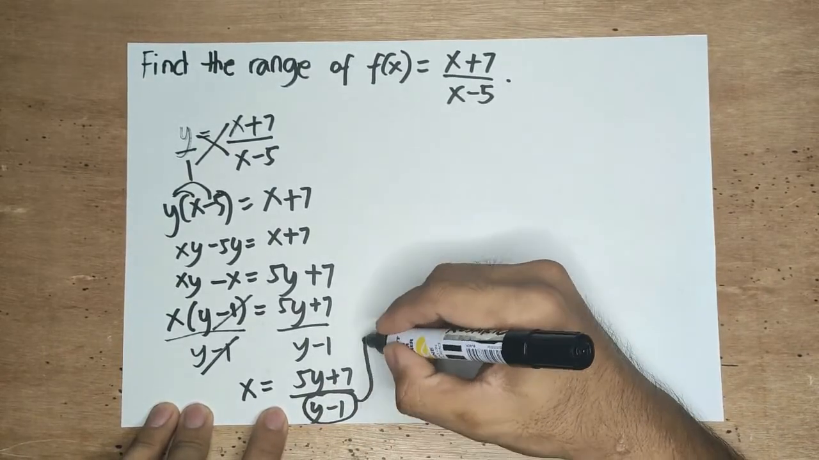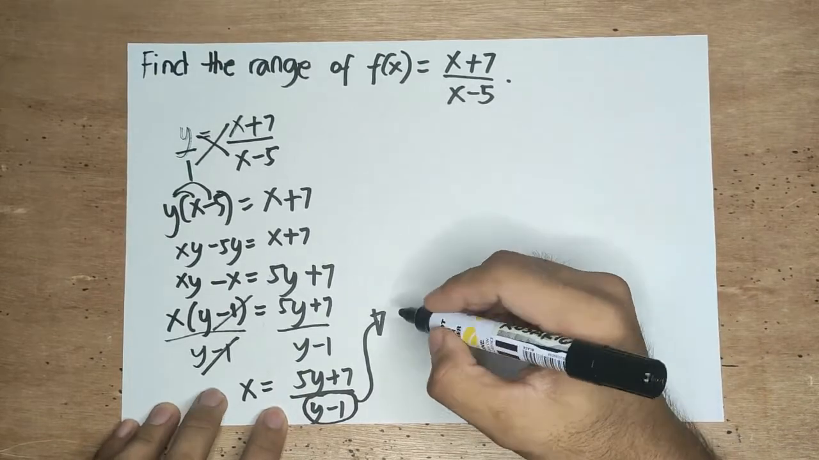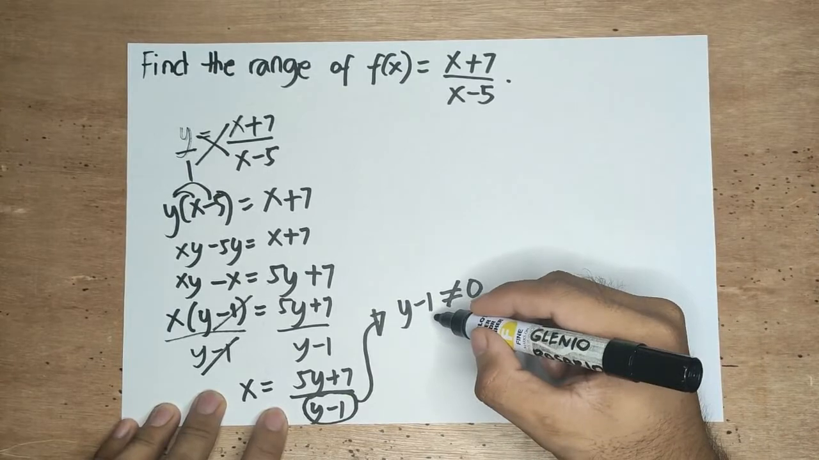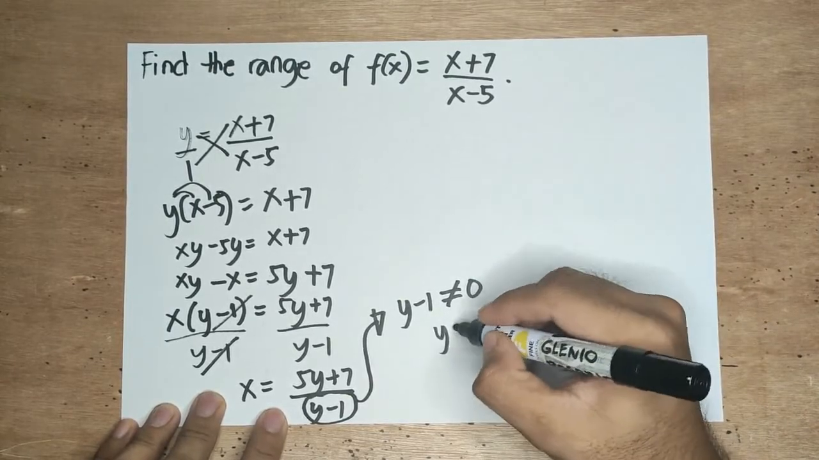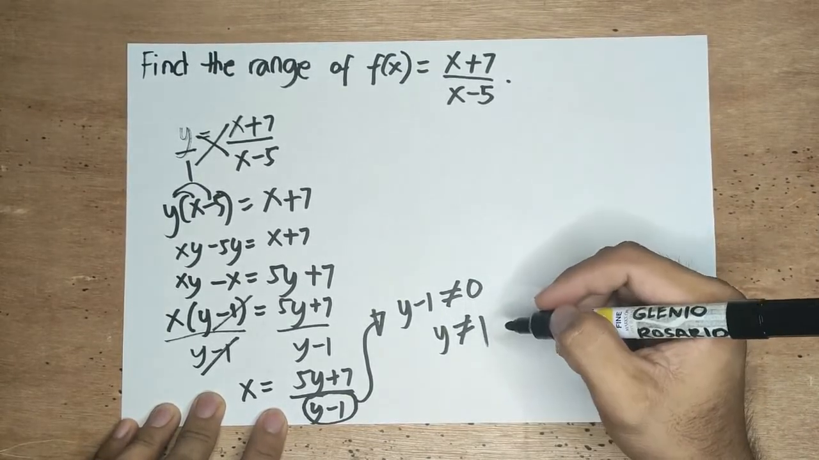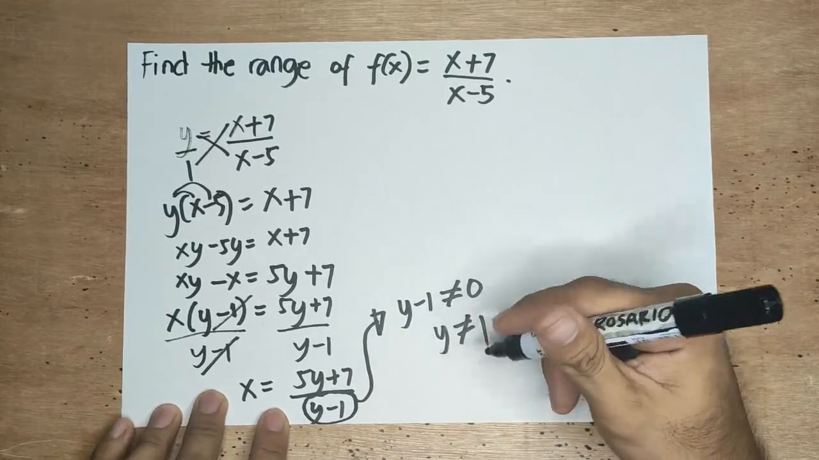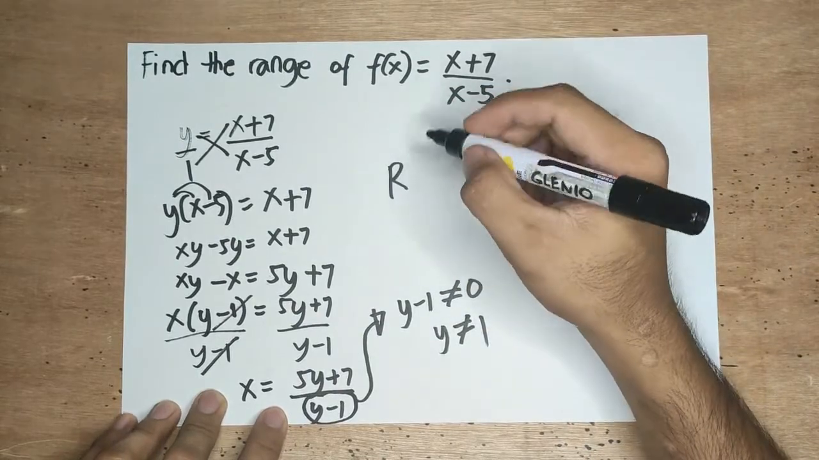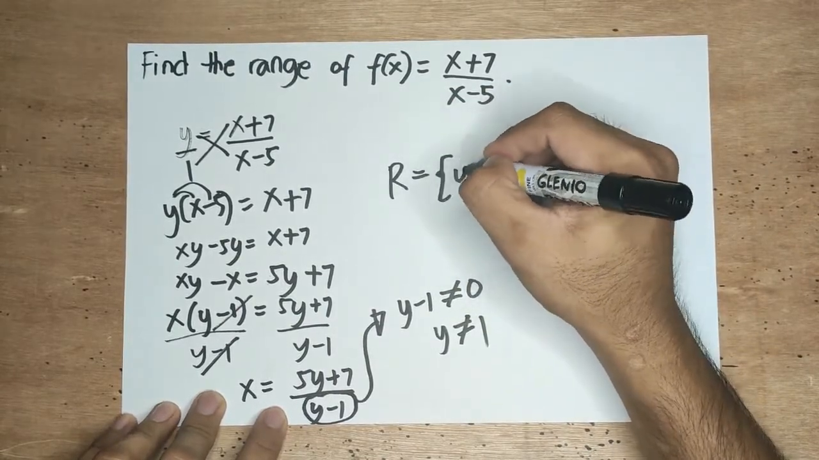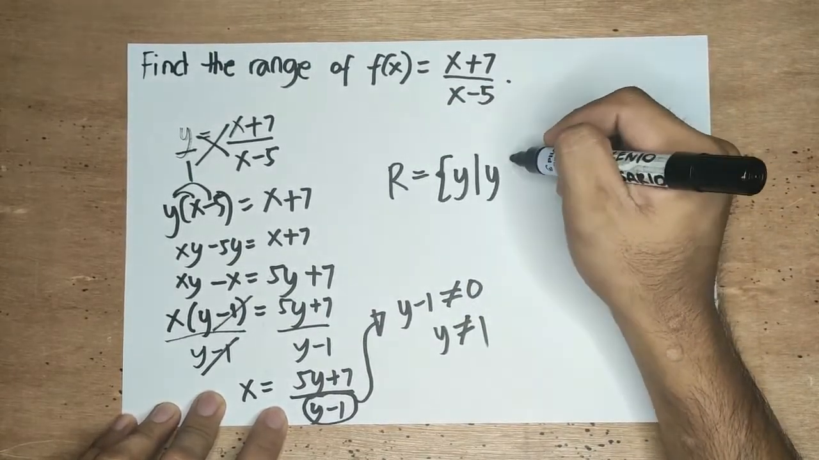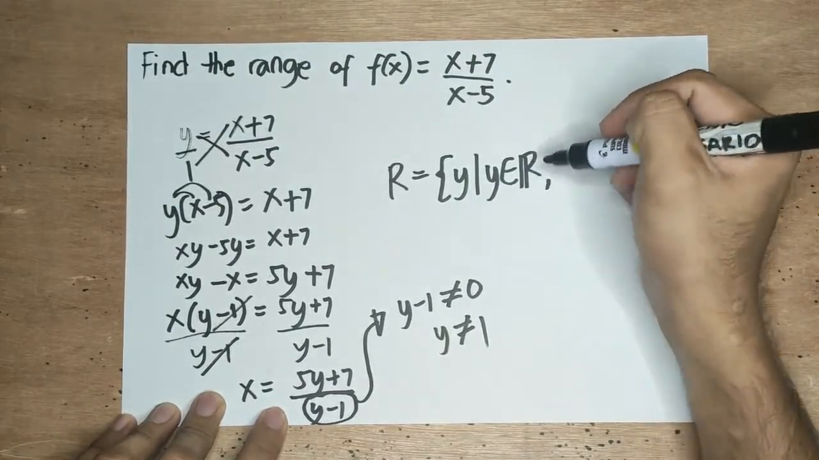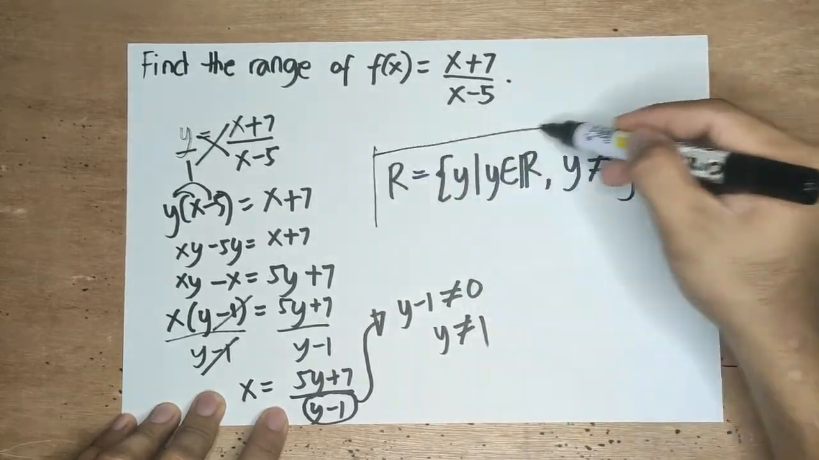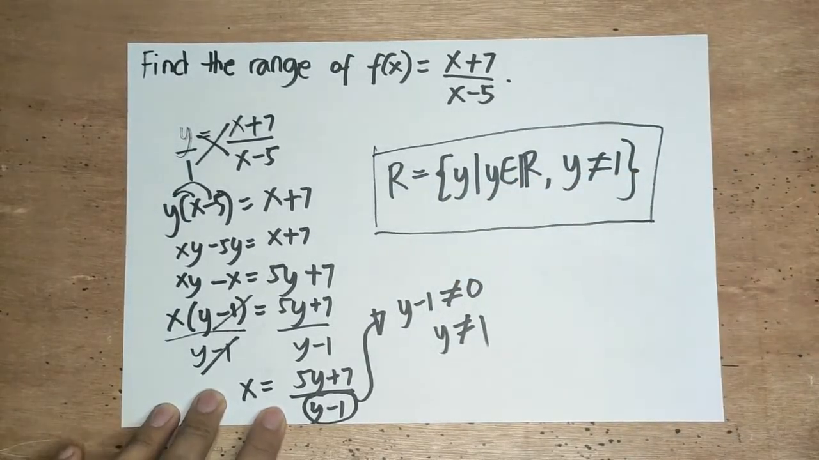Okay, so we try to consider the denominator. We have y minus 1, and then hindi dapat siya mag-equal kay 0. So, transposing negative 1, it will be positive 1. Ito ngayon yung idadagdag natin sa ating statement doon sa set notation natin. So, therefore, the range is the set of all y's such that y is an element of real numbers, comma, y is not equal to 1. This is our answer. Understood?